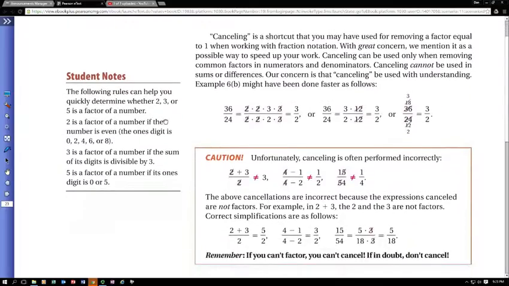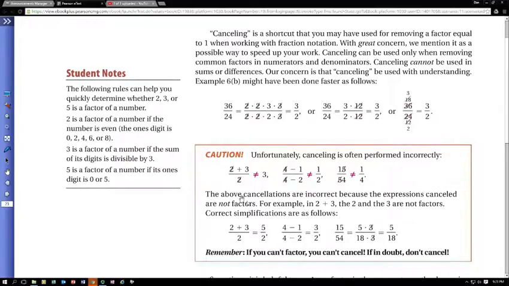They go through a couple cautions here, is that you cannot cancel into additions. This only works with factors and subtractions and stuff like that. When we get things like this, we usually don't see this with numbers, but 2 plus 3 over 2 sure doesn't equal 3. And this is one I throw on the board a lot of times.